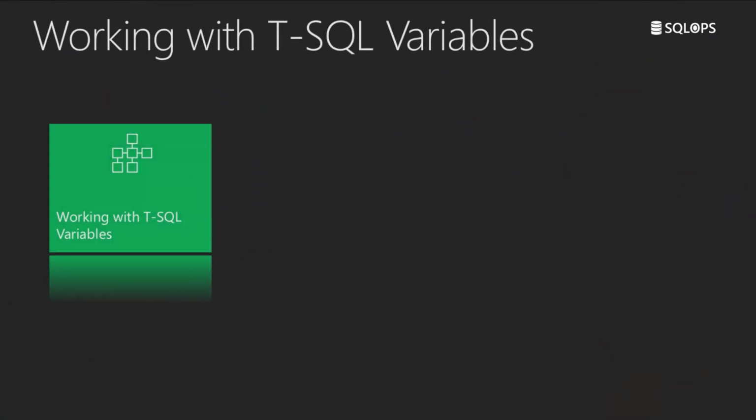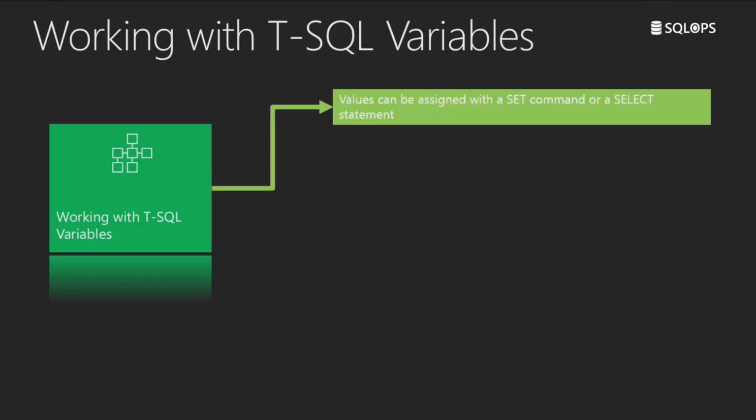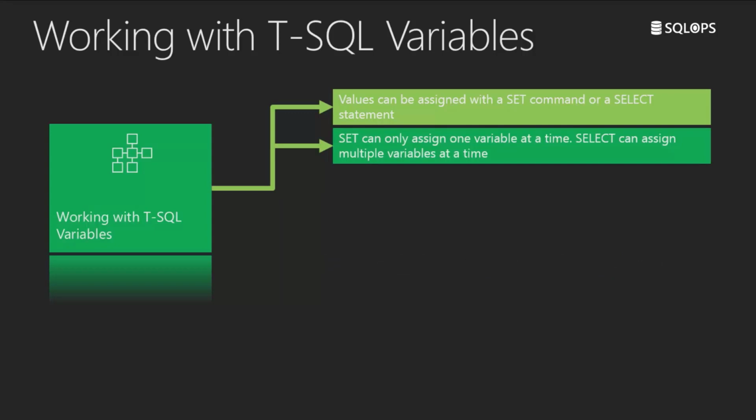Once you've declared a variable, you must initialize it or assign it a value. You can do that using 3 ways. In SQL Server 2008 or later, you can initialize a variable using the declare statement, and in any version of SQL Server, values can be assigned to a variable with a set command or a select statement. Set can only assign one variable at a time, whereas select command can assign multiple variables at a time.